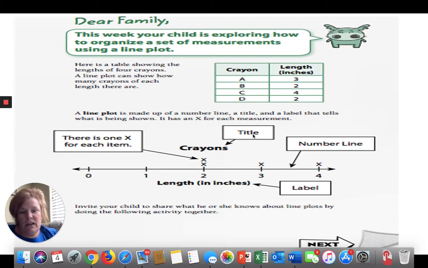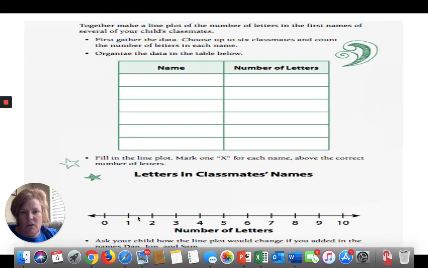So this is the title called Crayons. The X's mark how many crayons were used. This is our number line, and this is our label, length in inches. Let's move on here. This right here is kind of fun. I'll do one for an example, and you can play around with it at home if you want to.